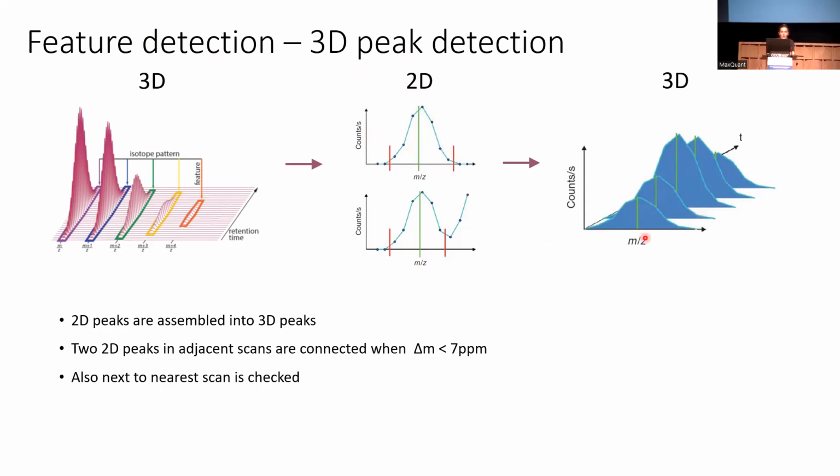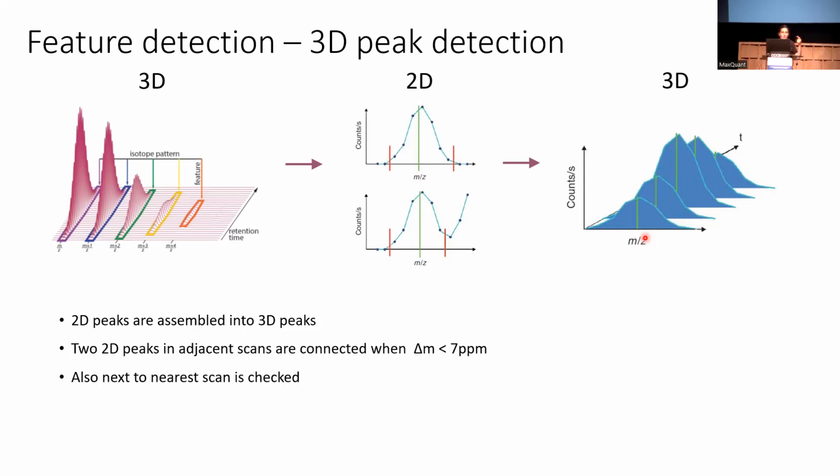How will we do it? We go one MS1 scan at a time. So you have your MS1 scan, right? You found your centroid. Then you go to the next MS1 scan, and then again you have the centroid there. What you will do is look at the difference in the M over Z axis of these centroids. If this is less than 7 ppm, then you will group these two centroids together. And you do that for the next MS1 scan as well, and the next and the next.